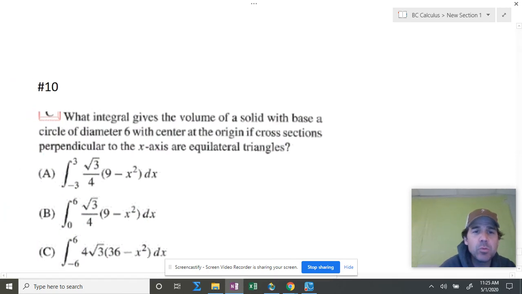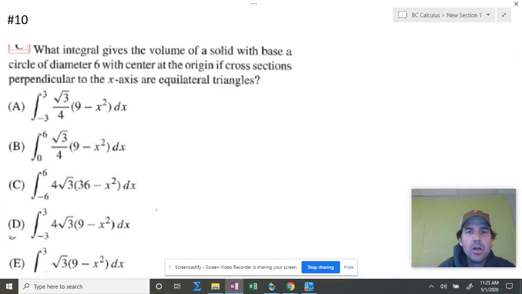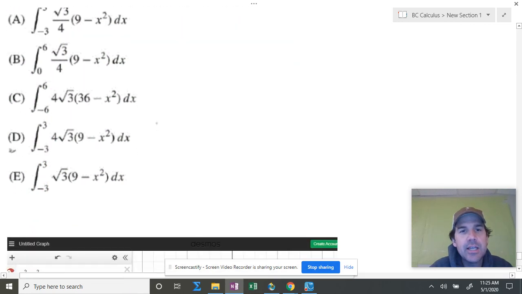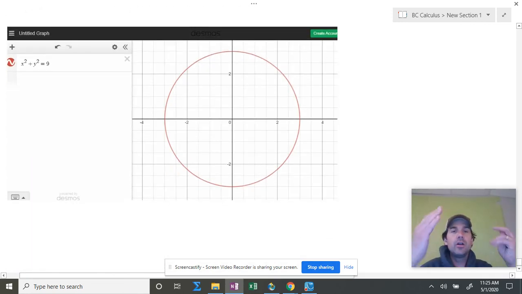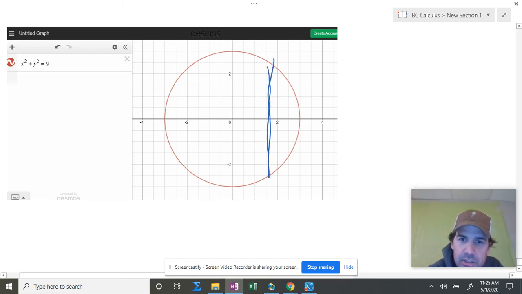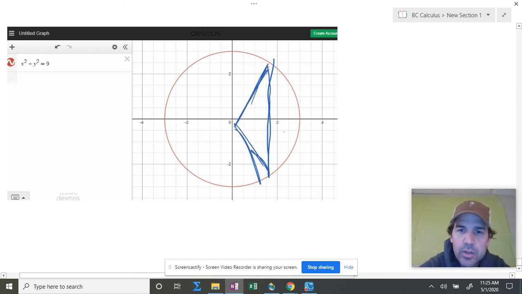Last one. What integral gives you the volume of a solid with a base of a circle, diameter of 6, so it has a radius of 3, centered at the origin, where all the cross sections are perpendicular to the x-axis, and they are equilateral triangles. So here's a circle centered at the origin with a radius of 3. It's just x squared plus y squared equals 9. That's the equation. You're doing cross sections along the x-axis, so any cross section like this would come up out of the page at you. And they are equilateral triangles.